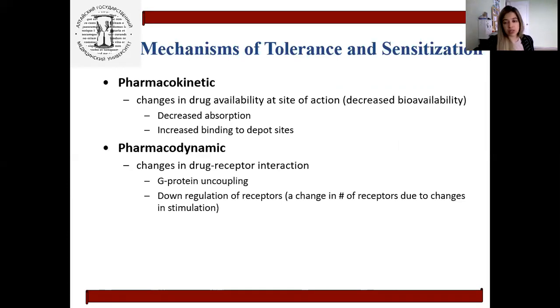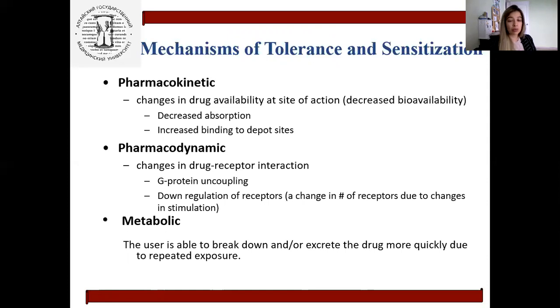And also pharmacodynamic reasons can be, for example, changes in drug receptor interaction, G protein uncoupling, downregulation of receptors, the change in number of receptors due to changes in stimulation. The more you stimulate some receptors, the fewer receptors you have, because they don't want to be stimulated so much, yes? So your body protects itself from this extra stimulation.